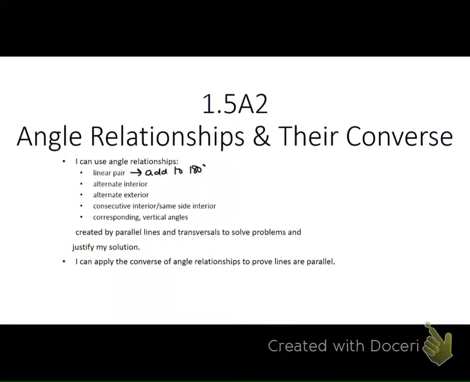We need to figure out what does it mean to be an alternate interior angle. Are they the same or do they add to 180? Those are your two options. Are they the same or do they add to 180?